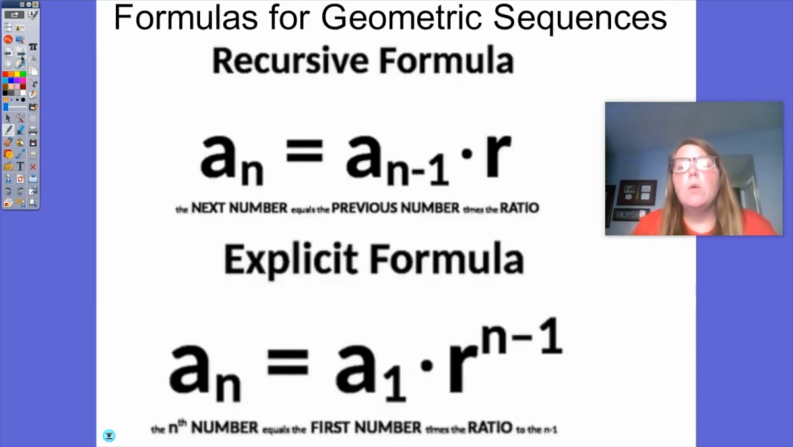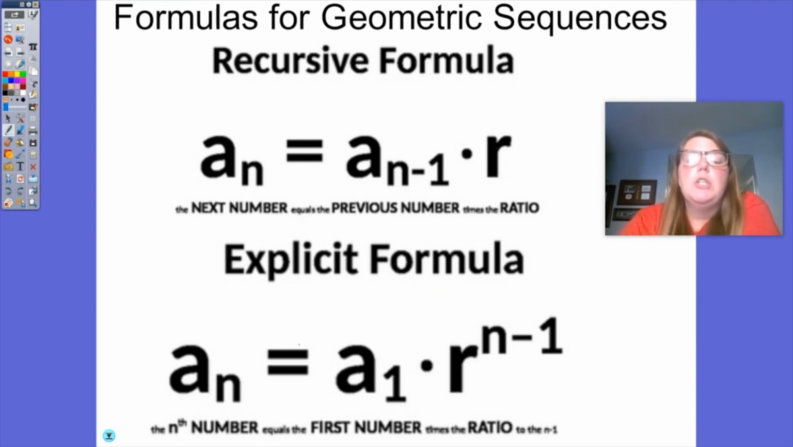So just like with arithmetic, we do have two different formulas. We have the recursive formula, which is any number is the previous number times r, which we'll call the common ratio. That should sound familiar from when we were talking about exponential functions. So remember before for arithmetic, this is plus or minus a d value. This one is multiplied by r.